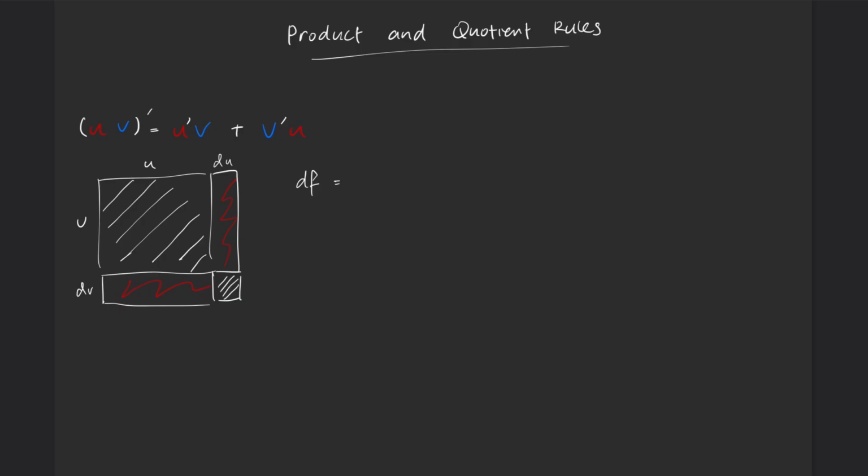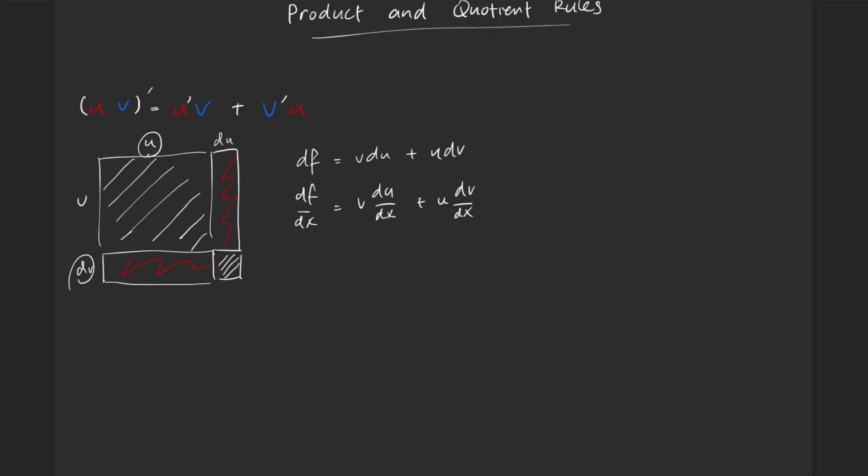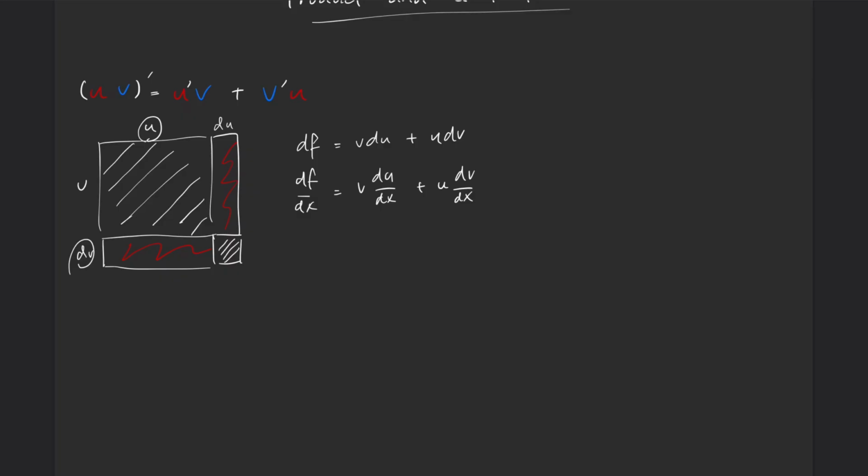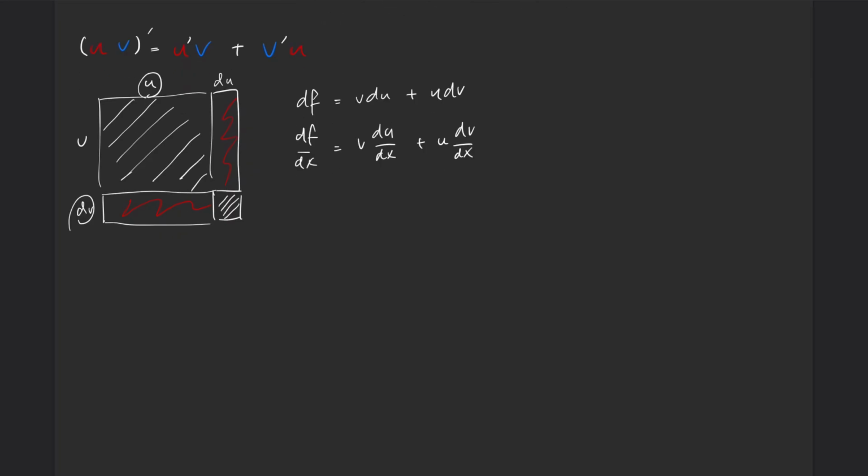And these two new parts are the areas given by v du plus u dv. If we divide by dx, df/dx is v du/dx plus u dv/dx. And that is just some intuition for how that could come about, but 3Blue1Brown explains that clearly if you want to go check it out.